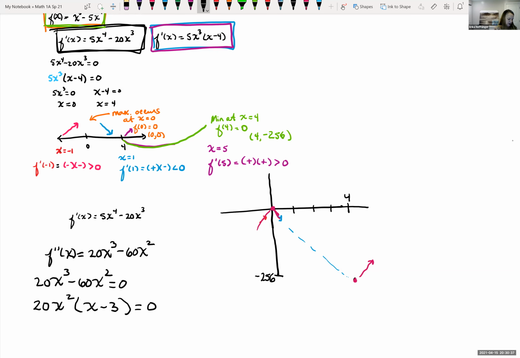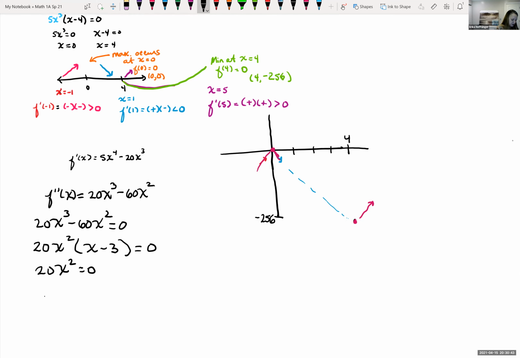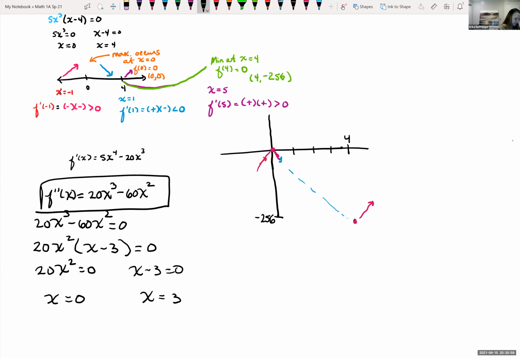So 20x squared equals 0 when x is 0, and x minus 3 equals 0 when x is equal to 3. So we want to take this and test our intervals. We want to look at the left and the right of these values. So our two numbers are 0 and 3.